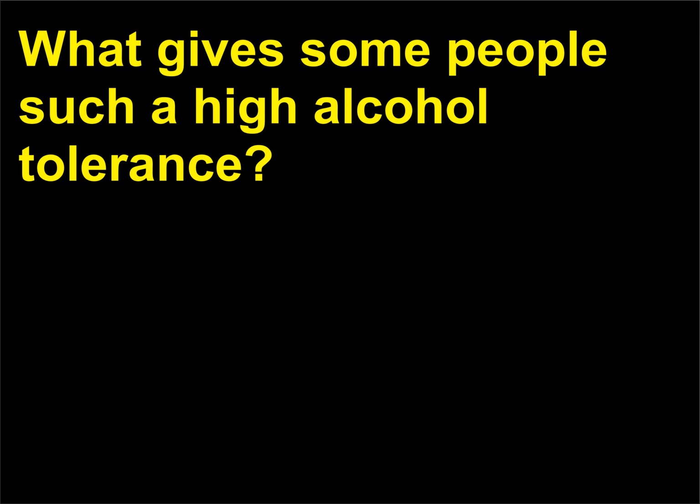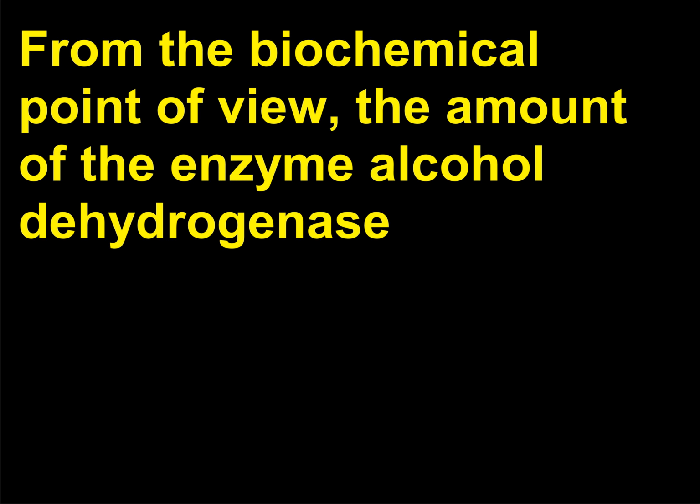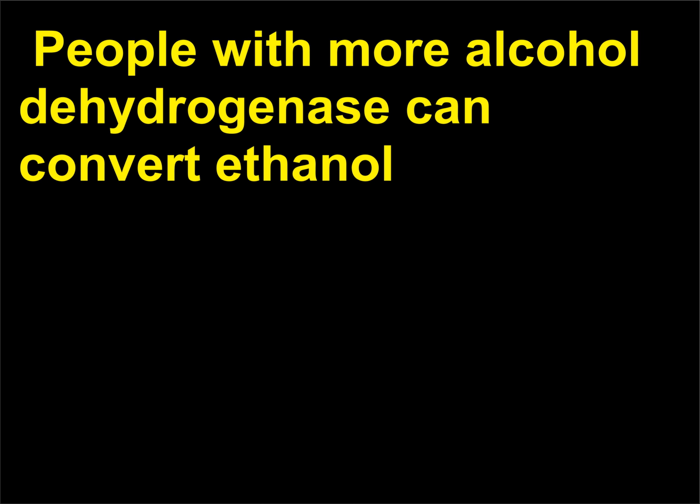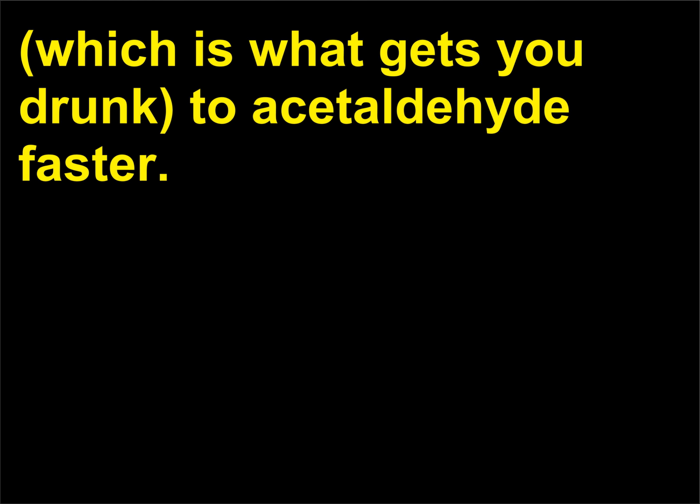What gives some people such a high alcohol tolerance? From the biochemical point of view, the amount of the enzyme alcohol dehydrogenase in a person's body determines how rapidly their body can process alcohol. People with more alcohol dehydrogenase can convert ethanol, which is what gets you drunk, to acetaldehyde faster.